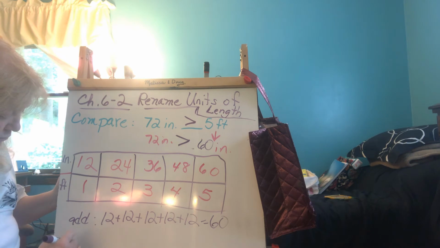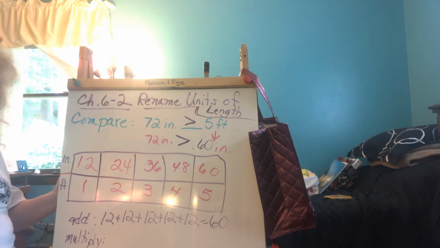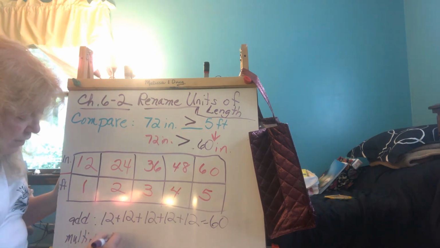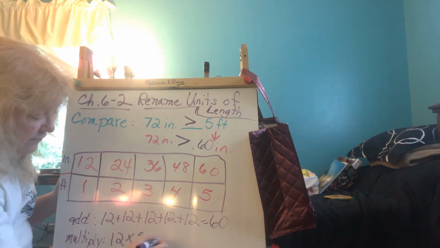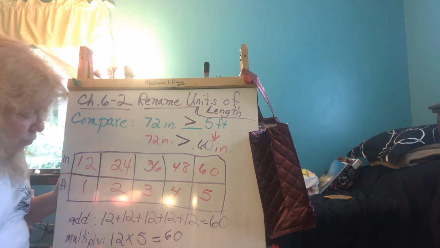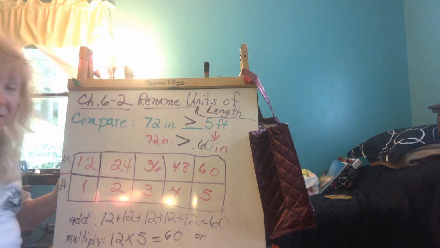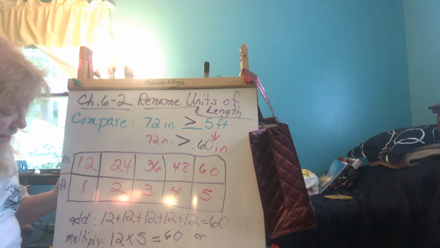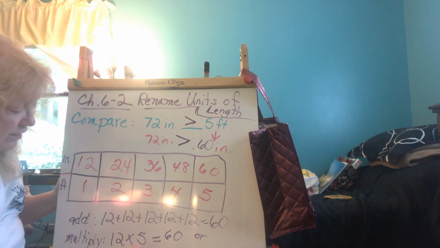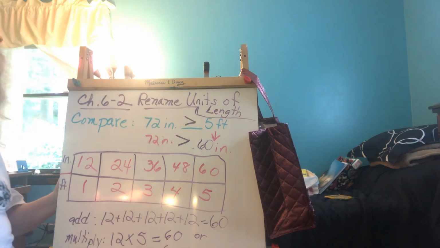Or you could multiply, which I hope is what you would try to do now that you're almost ready for 5th grade, and you would say 12 times 5, 1, 2, 3, 4, 5 equals 60. Or you know, because of the commutative property of multiplication, 5 times 12 equals 60 also.